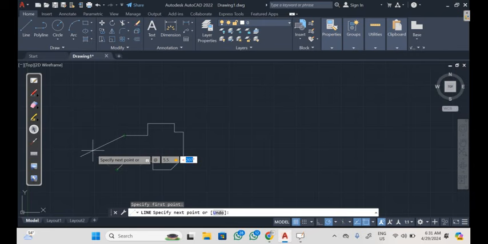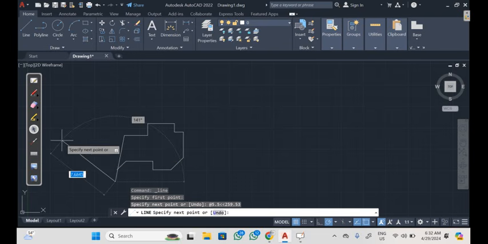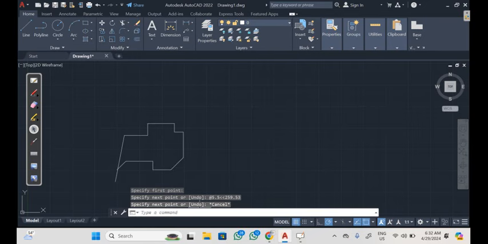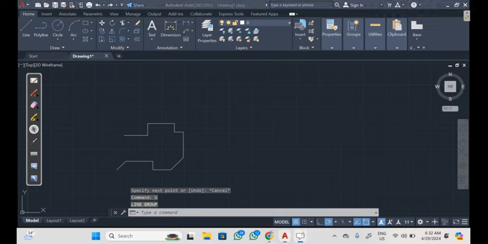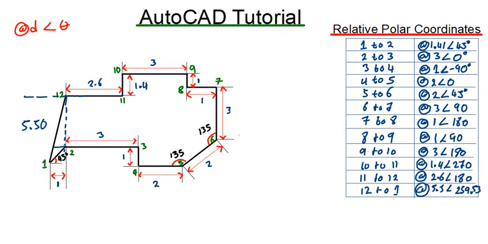Then an angle of 259.53, which is a bit longer. Okay, so let me just undo this, like that. So there might be an error when I performed the calculations there, for that part.